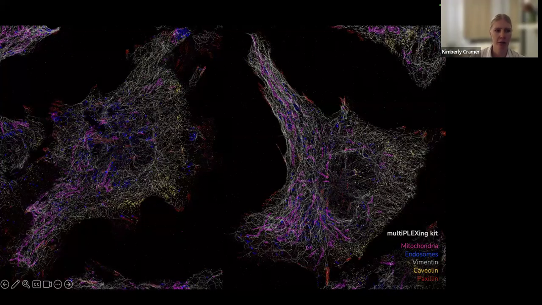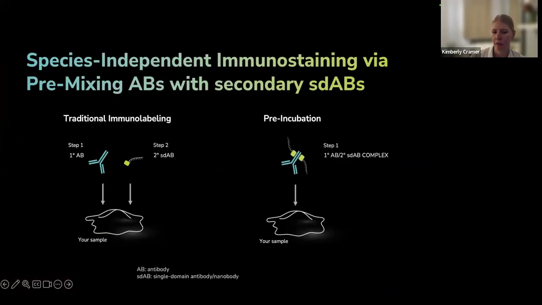And you're probably like, wow, that's really cool, but how did you do that if you're doing traditional immunolabeling? There's actually a trick to multiplexing that will enable you to use multiple antibody species from the same primary. So what you do, for example, in traditional immunolabeling is you first add a primary antibody to your sample, followed by a secondary nanobody, or an sdAb as we also call it. And you do this sequentially. So you incubate one, and then in a second step, you incubate the other.